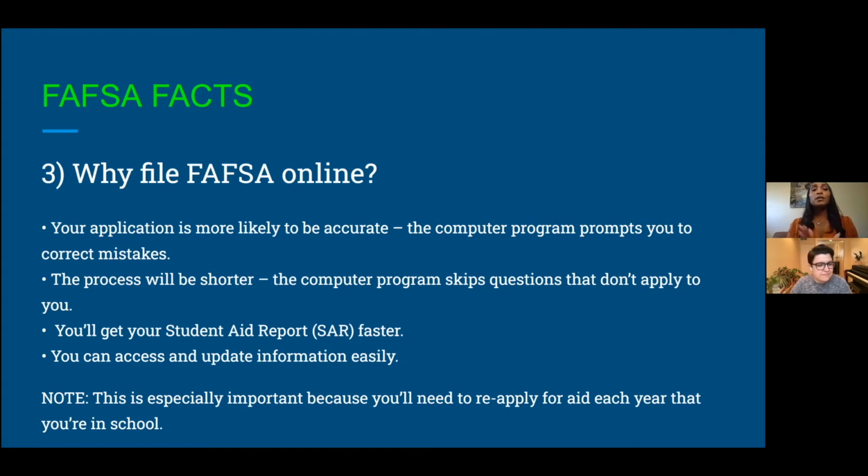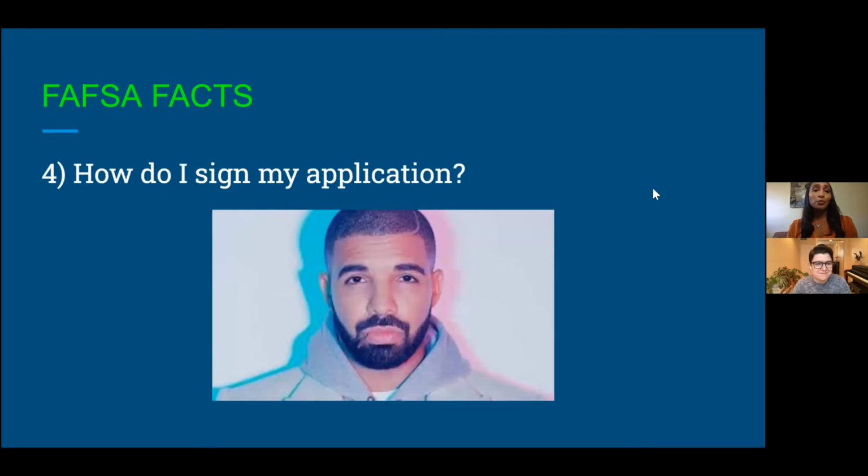So every single year, the federal government wants to know what is happening within your household. Does your income stay the same? Did it go up? Did it go down? And according to that information, your college will administer a student aid report with the different types of aid that are available for you to attend college that year. So you definitely have to reapply every single year.